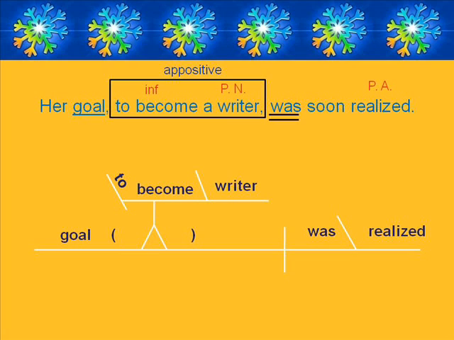Here's what the diagram of that sentence looks like. Again, this is an appositive, so it goes right next to the subject because that's what it's talking about. It's up on the stilts, and since writer is the predicate nominative, the line is slanted back between the words become and writer.